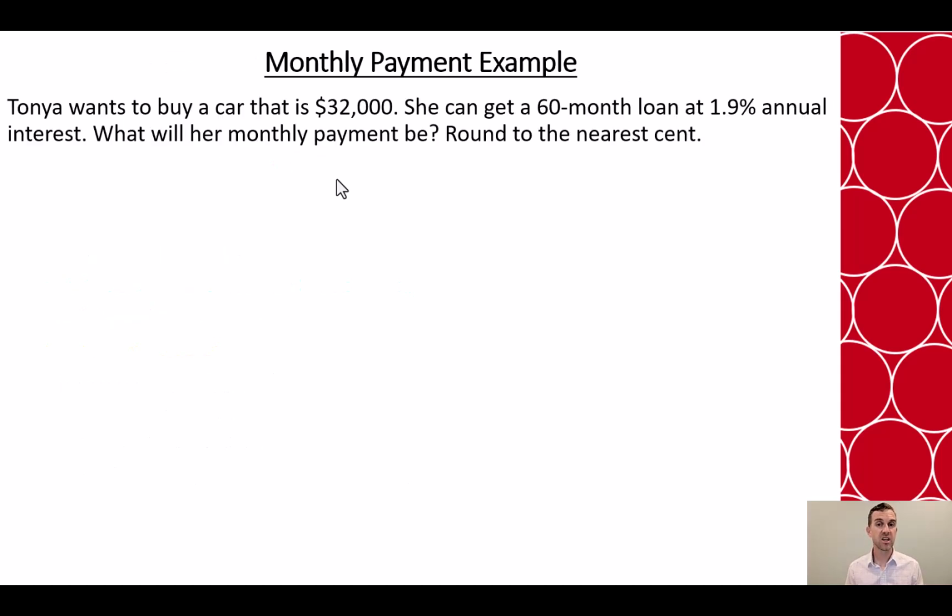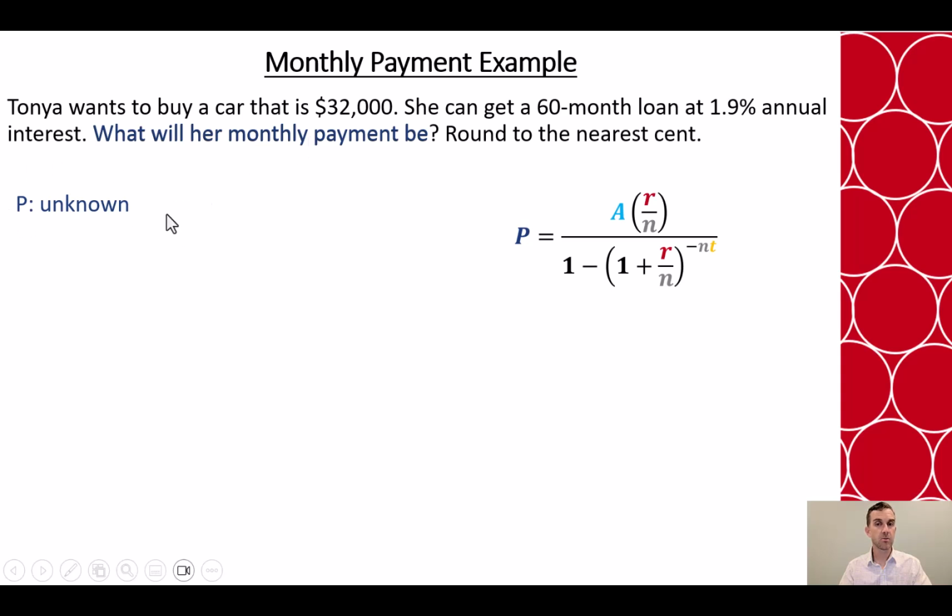Let's look at some examples to help us out. So Tanya wants to buy a car for $32,000. She gets a 60-month loan at 1.9% annual interest. What will her monthly payment be? And as soon as you see that monthly payment question, you know you're dealing with this formula for the monthly payment of a loan. So we don't know the monthly payment. That's our P. It's unknown. So that means we should be able to fill in our other components to our formula.